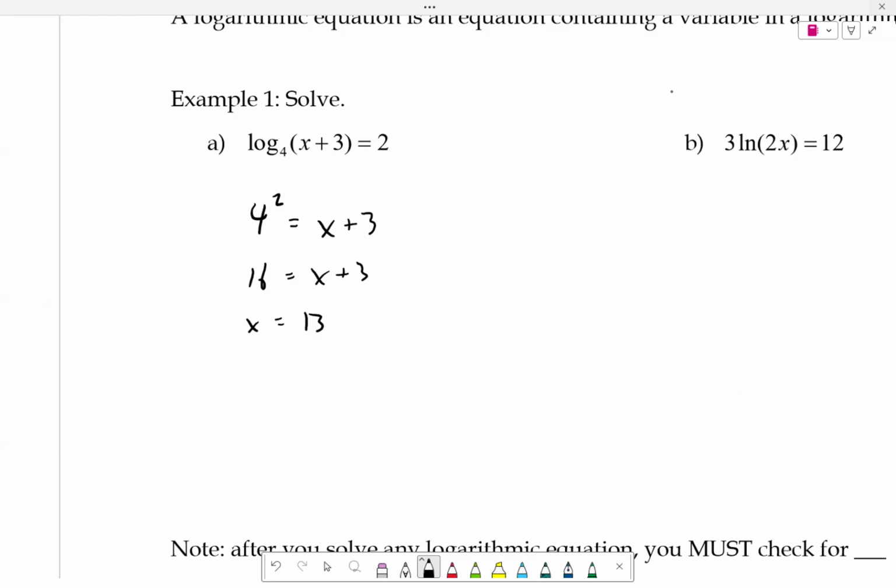So one difference between exponential functions and logarithmic functions is the domain. We'll discuss the domain of exponential and logarithmic functions.